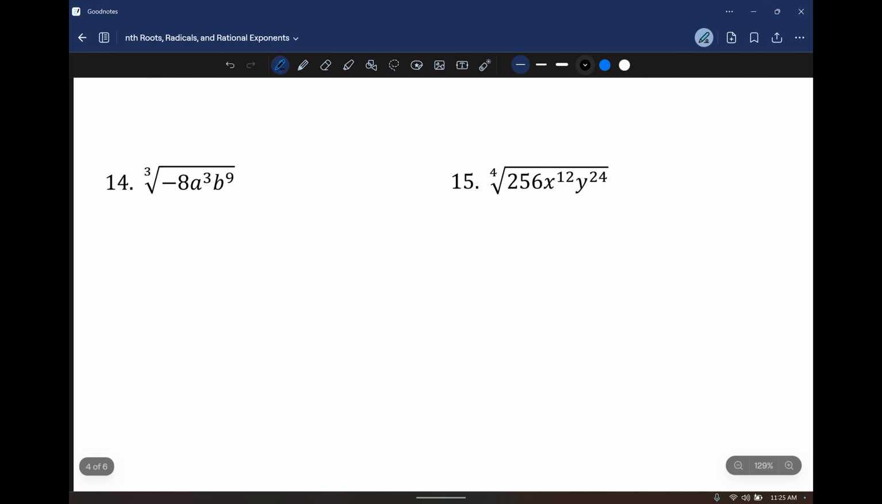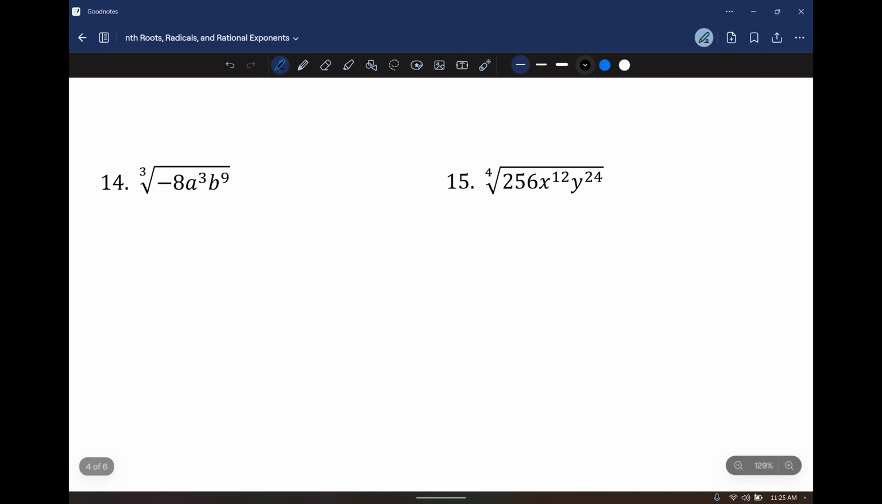All right, number 14. Now, I stated earlier that you can take odd roots of negatives, but you cannot take the even roots of negatives because that's going to give you imaginary answers. So I can take the cube root of -8. I'm also taking the cube root of a to the third, and I'm also taking the cube root of b to the 9th. So the cube root of -8 is -2. The cube root of a to the third is a, and the cube root of b to the 9th is b to the third. Remember, just take those exponents and divide them by the root number.